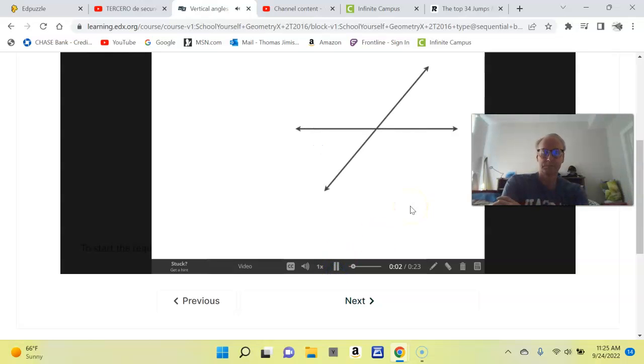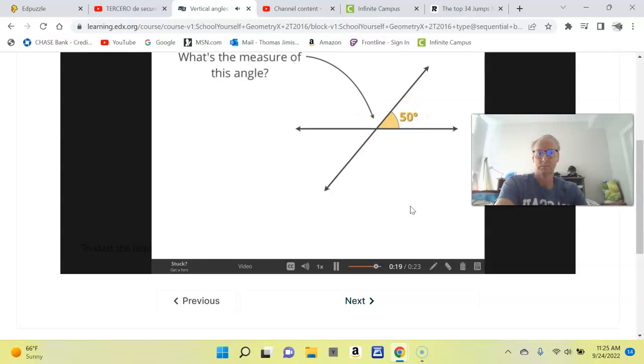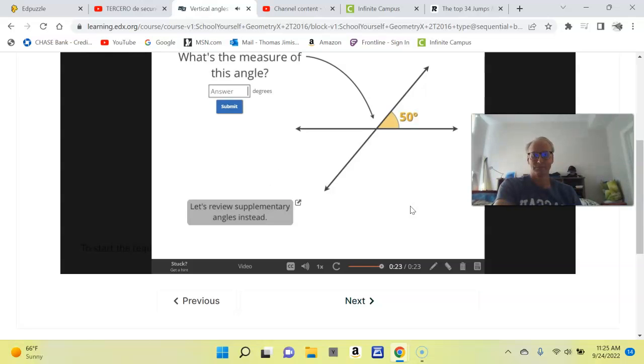Suppose you have two intersecting lines. This angle over here happens to measure exactly 50 degrees. Notice that this angle over here is supplementary to the 50-degree angle because together they make a straight 180-degree angle. So what's the measure of this supplementary angle? If you're not sure, click over here to review.